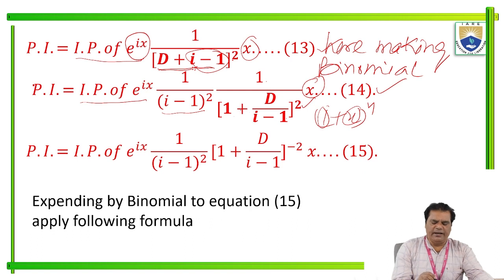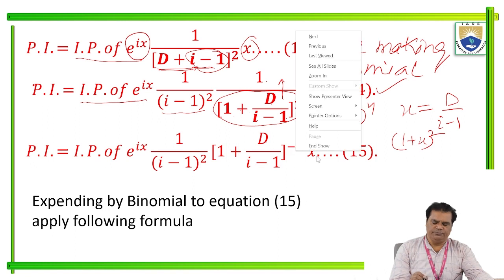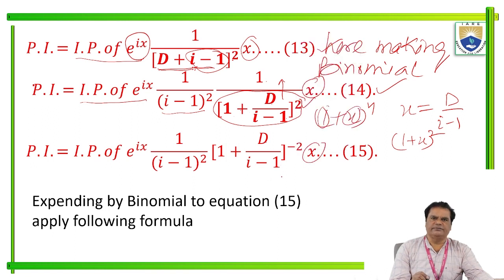Now this is 1 plus x, where x is D upon (i minus 1). So here we have (1 plus x) to the power square in the denominator. To make it a binomial, we take this to the numerator, so we write (1 plus D upon (i minus 1)) to the power minus 2. This is the function in x.